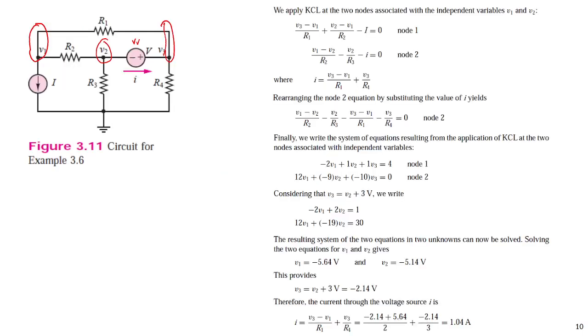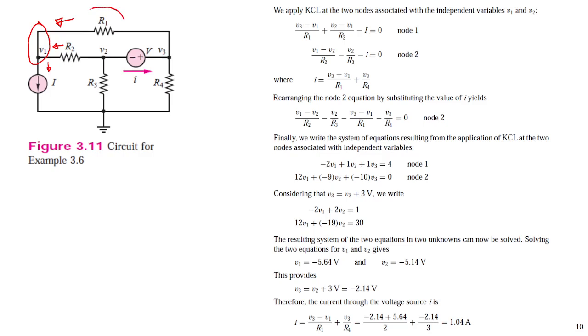So we take KCL at node 1 and node 2. For node 1, first the current flow between V1 and V3, sorry, V3 minus V1. So they consider this direction and this direction, and any direction will come out with the same equation in the end.